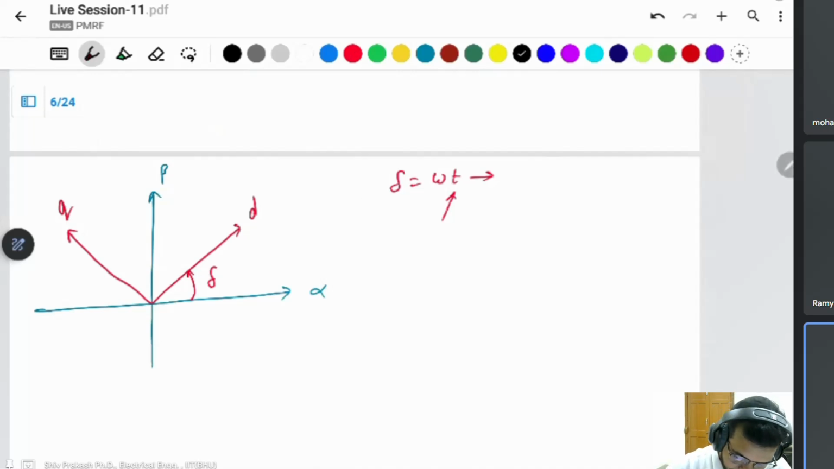Suppose there is some vector R that has a displacement of theta from the alpha beta axis.